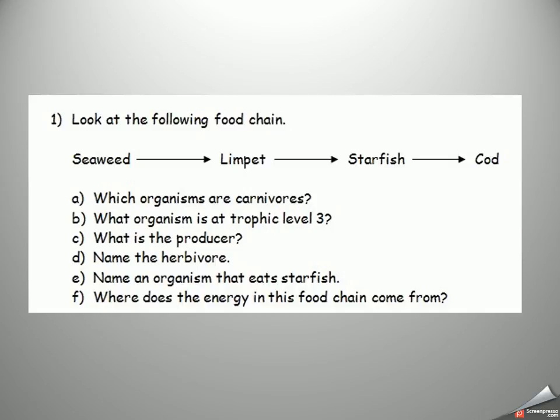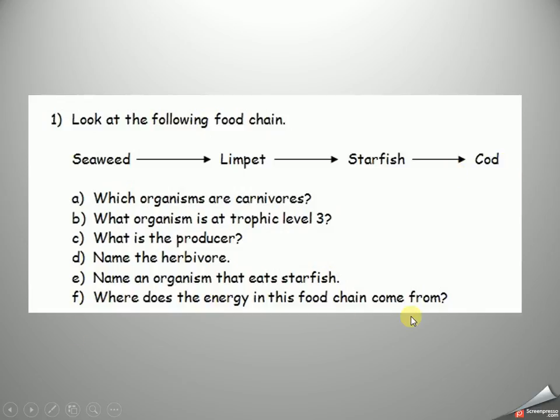Okay, name the herbivore. A herbivore is one that eats herbs. So that is going to be the limpet. Herbs being any kind of plant thing, or plant organism. Name an organism that eats starfish. Right here, what eats the starfish? It's going to be the cod because the energy is going that way.